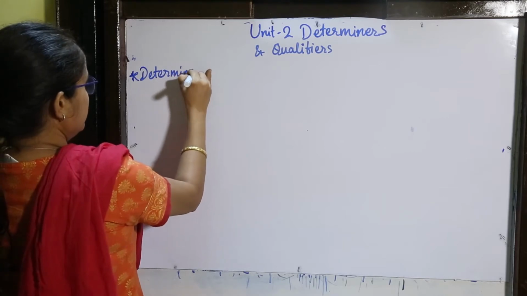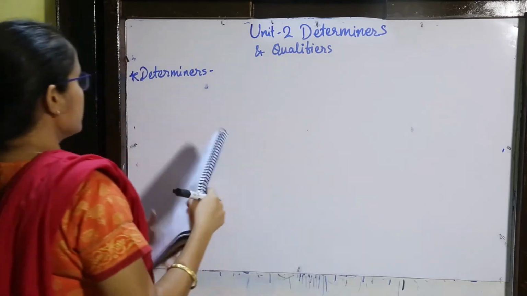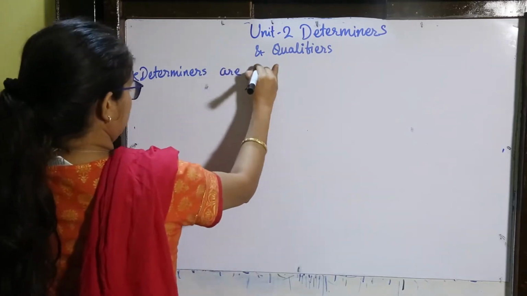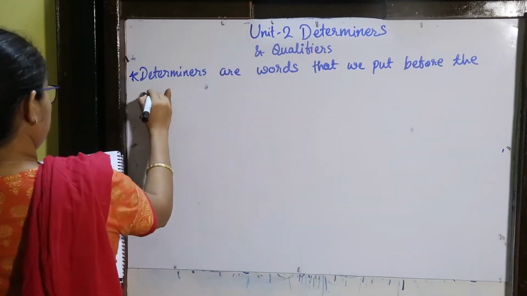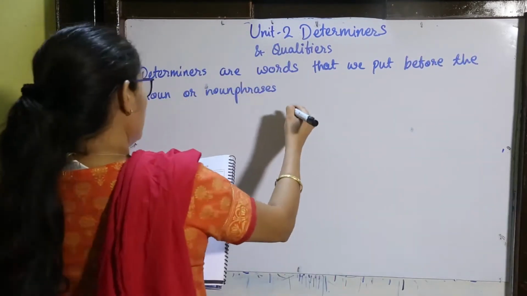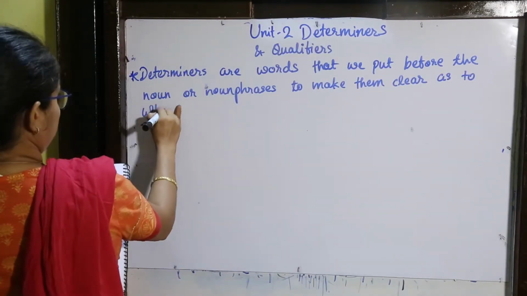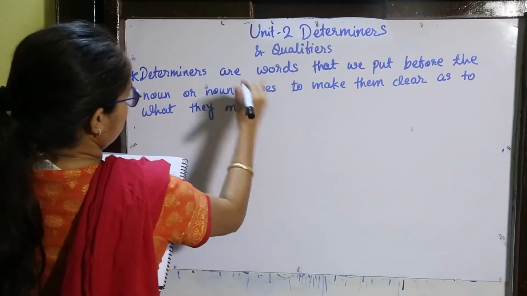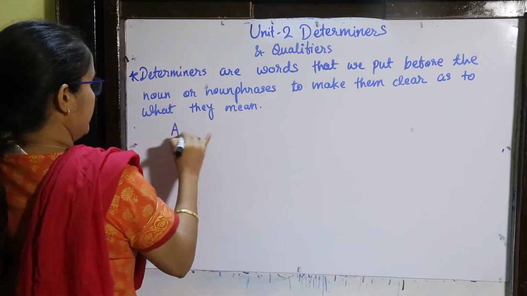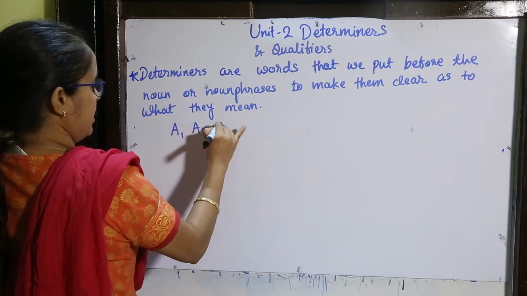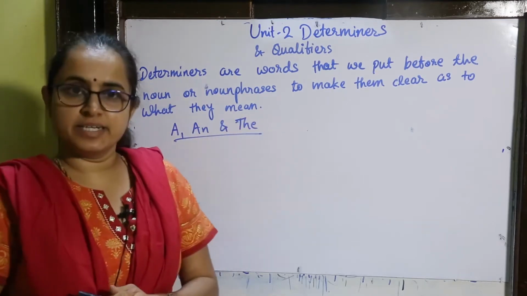Okay. So determiners are, please write along with me, words that we put before the noun or noun phrases to make them clear as to what they mean. Now the basic determiners are a, an, and the. These are three basic determiners.